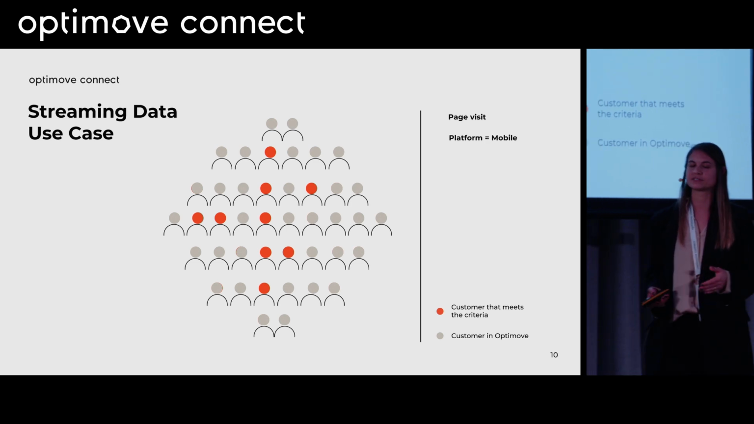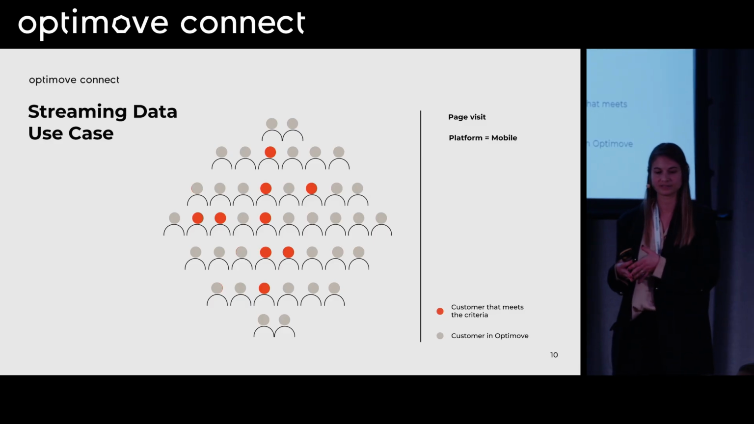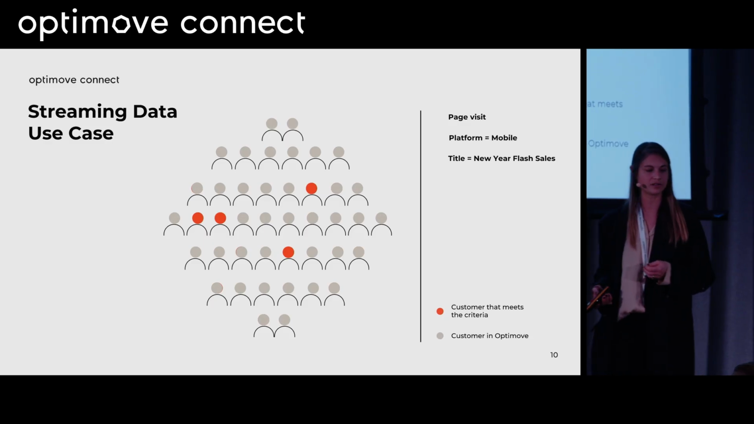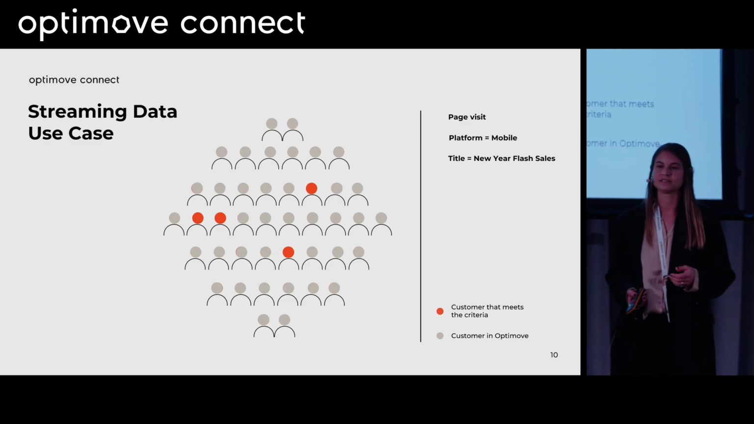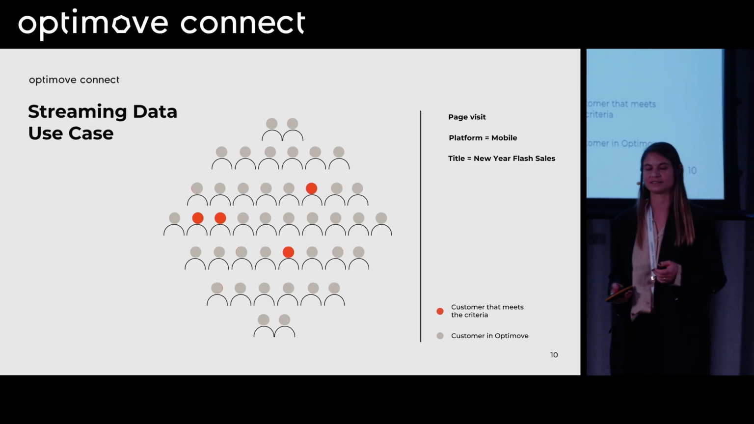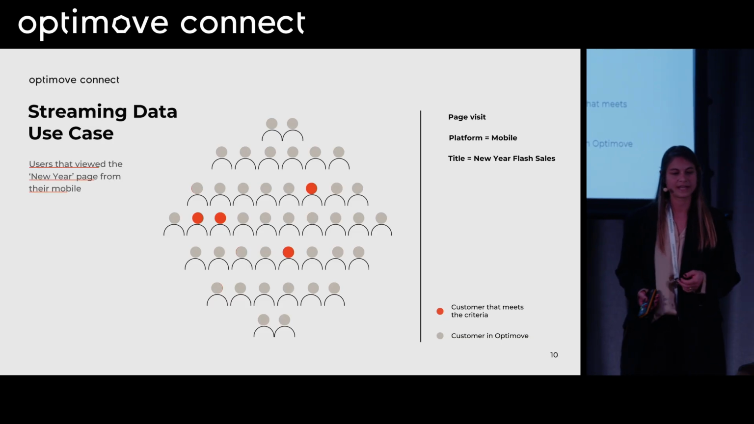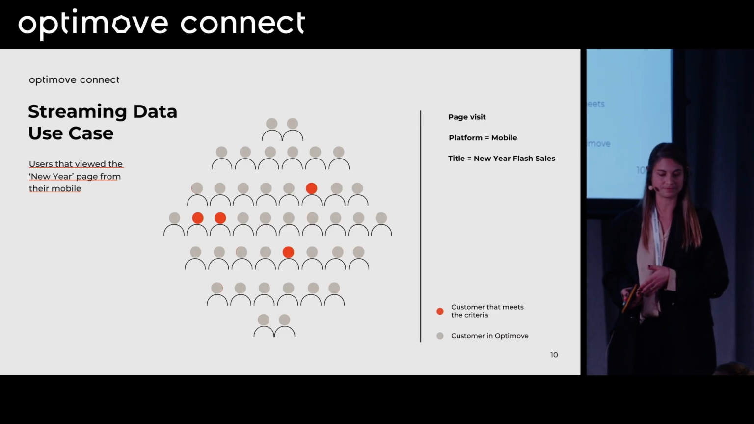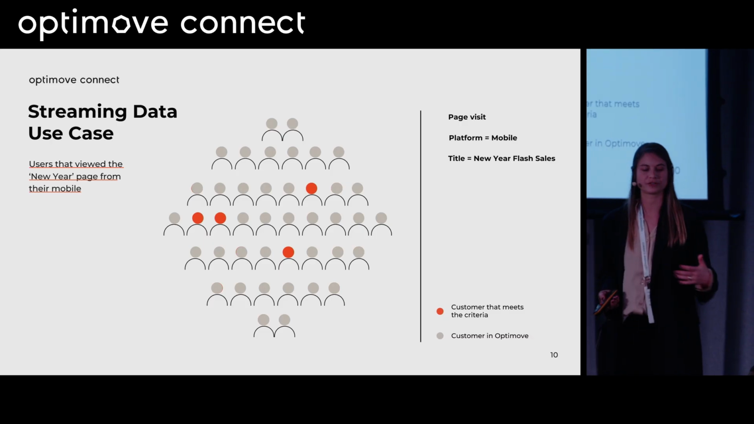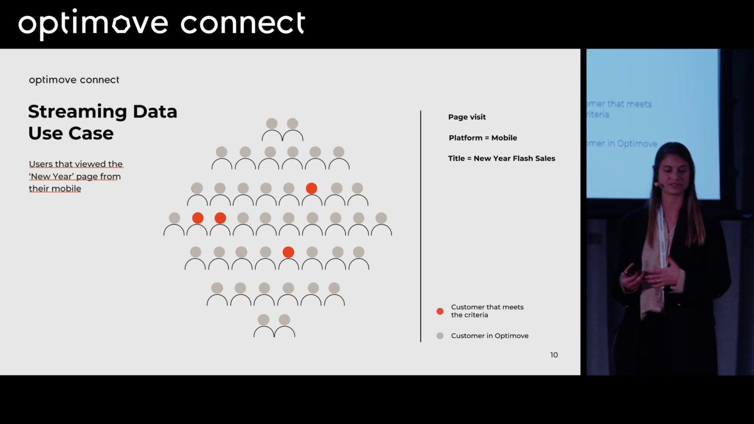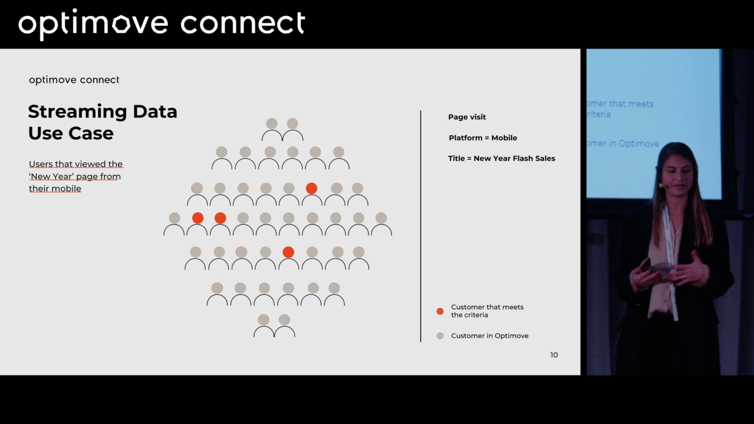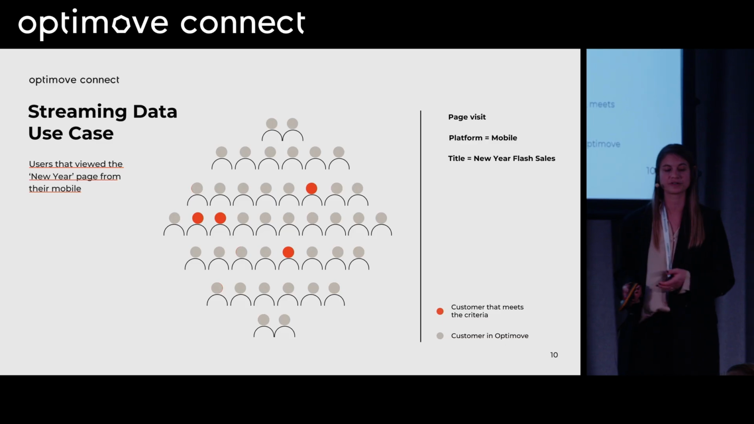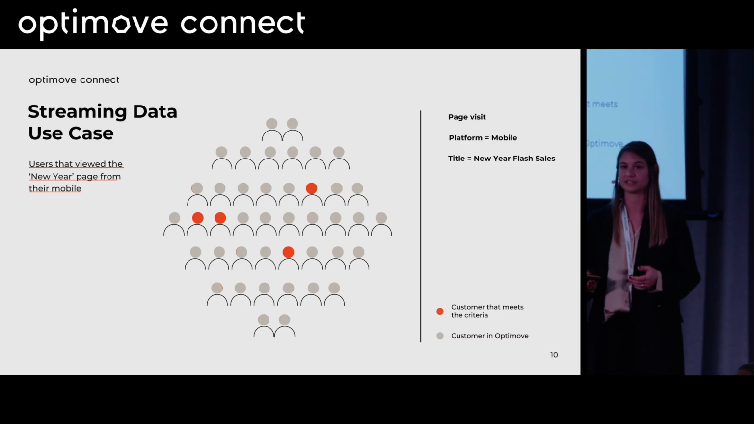And finally, we want to make this target group more specific and personalized. So we want to look at users that have viewed the page with the title of New Year Flash Sales. This will give us more context to the client's interest. So we now have this target group of users that have visited the New Year's page from their mobile. Streaming data can also drive triggered campaigns, which allow you to contact customers in real time, using their immediate behaviors. So this is what makes streaming data so powerful. For this target group, you can trigger a personalized campaign that will address the customer's immediate interests.